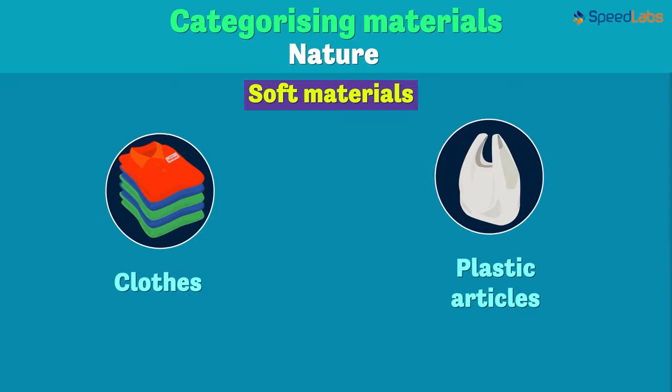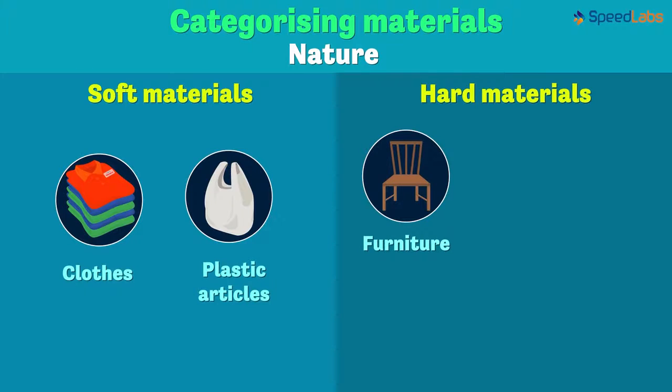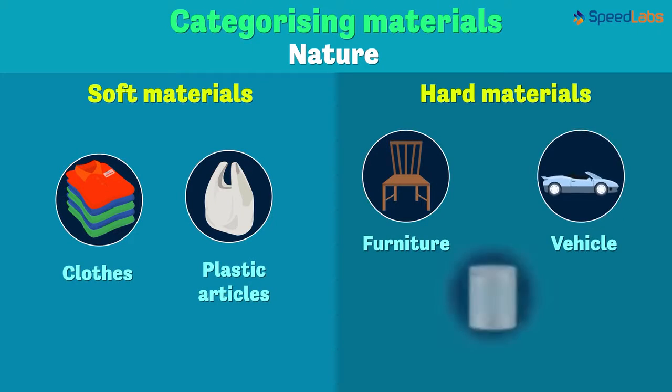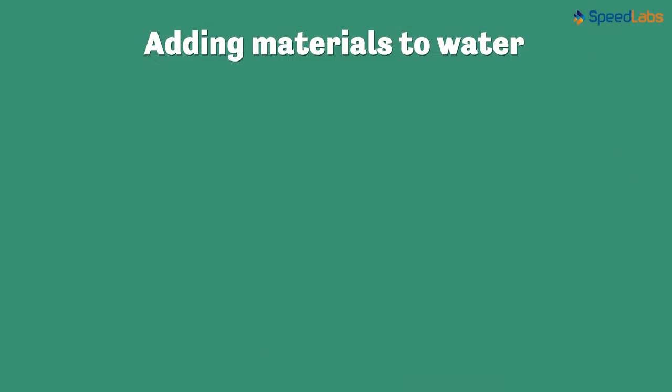Which things do you think will be included in hard materials? Objects like the furniture in our homes, the vehicles we use, metal equipment, and so on are included in this list. Next criteria to sort the materials is understood by adding them to water.